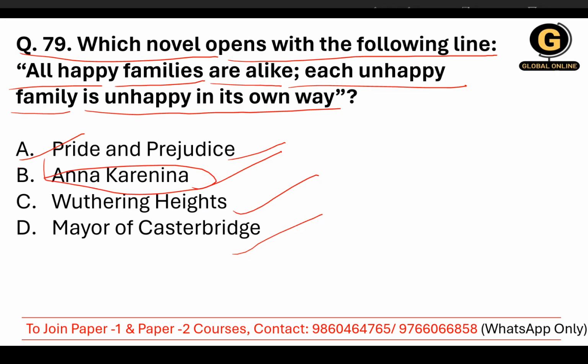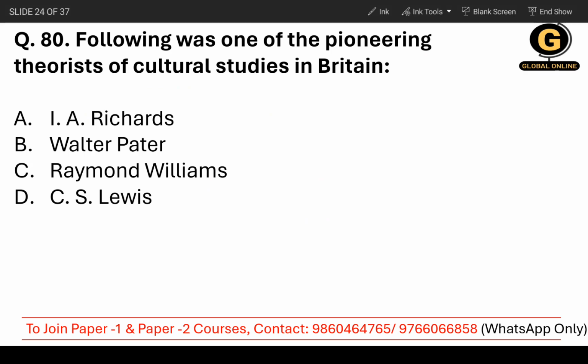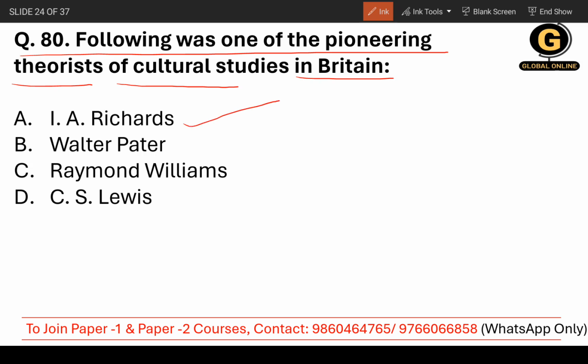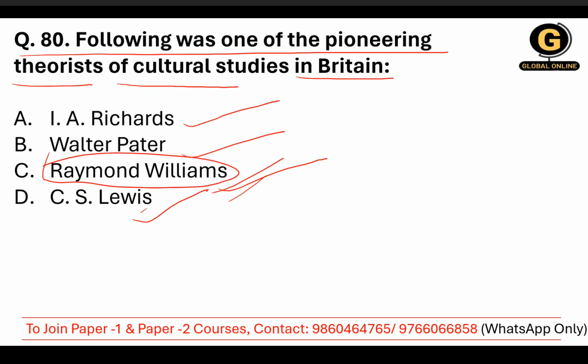Moving on to question number 80. Who was one of the pioneering theorists of cultural studies in Britain? Whether it's I.A. Richards, Walter Pater, Raymond Williams, or C.S. Lewis. The question is basically asking about cultural studies. The first or pioneering theorist, of course, Raymond Williams would be the answer.